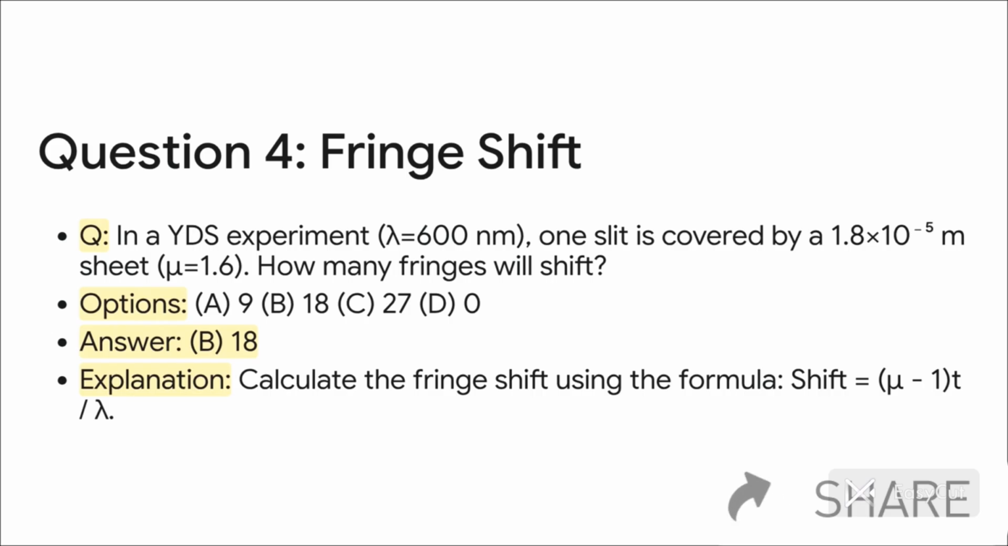Question number 4. In a double slit experiment, we cover one slit with a thin sheet. How many fringes are going to shift? The answer is B, 18. Don't let all the numbers in the question scare you because this is actually a straight-up formula problem. The number of fringes that shift is just the refractive index minus 1 times the thickness, all divided by the wavelength. You just plug in the numbers, and the answer pops right out.